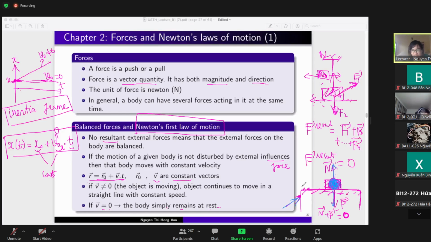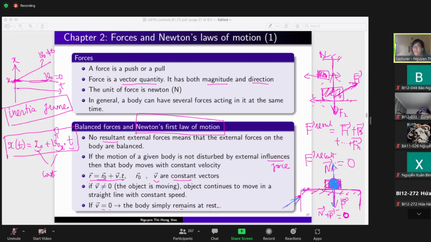Wow. Initially it's at rest, but if you push the table quite strongly, you see the ball is moving, right? Have you ever seen that? Agree? So you say, oh no, why? The force acting on the object is still balanced, right? But initially at rest and then it moved, so it changed the velocity. Oh, is the first law of Newton not correct anymore? No, the first law of Newton is still correct, and in this case you can explain.